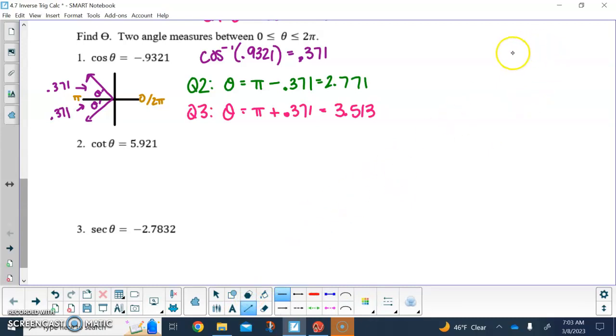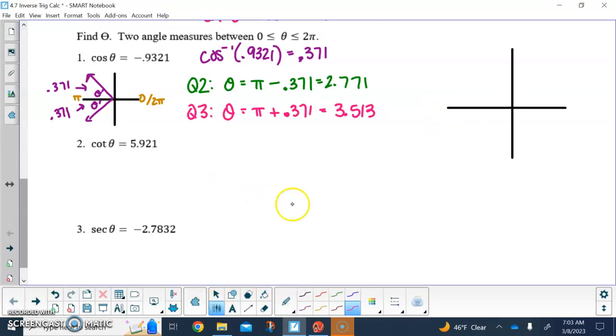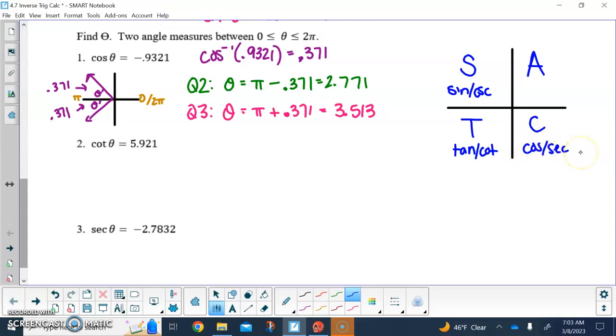So it's all about making sure that you know where things are positive and where things are negative, and then it's the same process, you just have your calculator. So just to refresh your memory, when we're talking about where things are positive and where things are negative, you can remember all students take calculus. Everything's positive in quadrant 1, just your sine and sine's partner function cosecant are positive in quadrant 2. Tangent and cotangent are positive down there in quadrant 3. And then we have cosine and secant positive in quadrant 4.